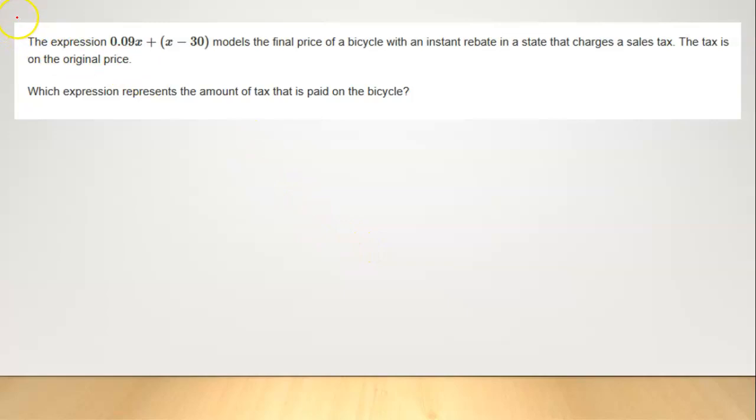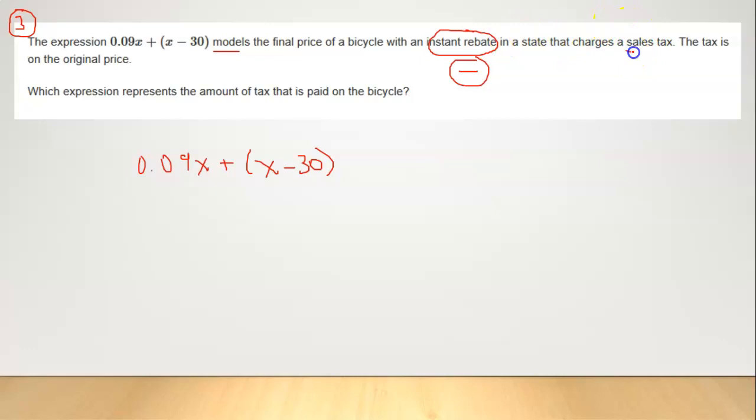All right, let's look at number 3. They give us an expression, 0.09x plus x minus 30, and it tells us this expression is a model of the final price of a bicycle with an instant rebate. So hopefully these two words here, instant rebate, trigger something again in your mind to think subtraction. So we're going to subtract out. A rebate means you get money back. So we're subtracting out a value.